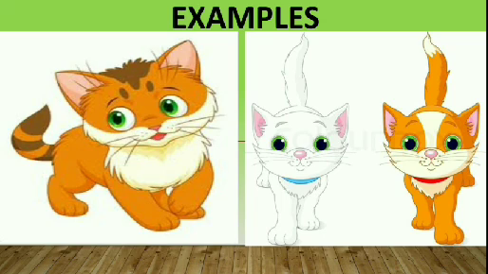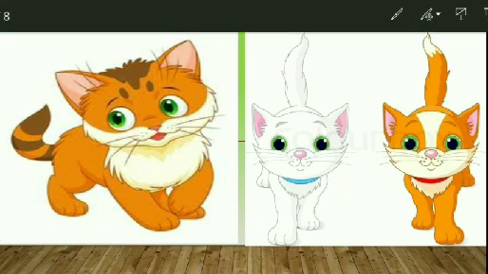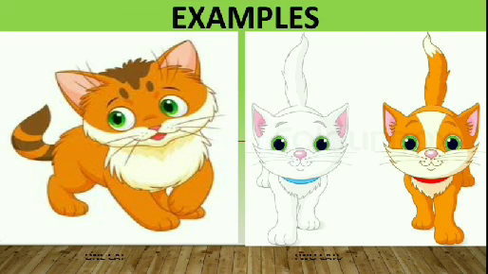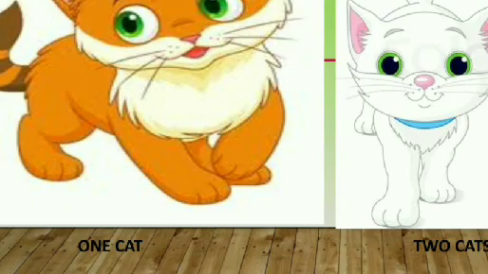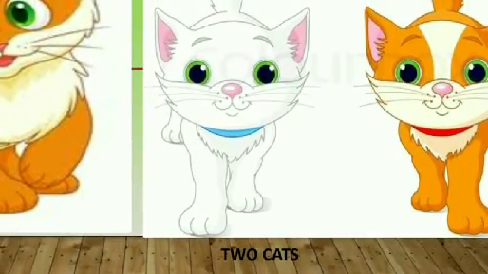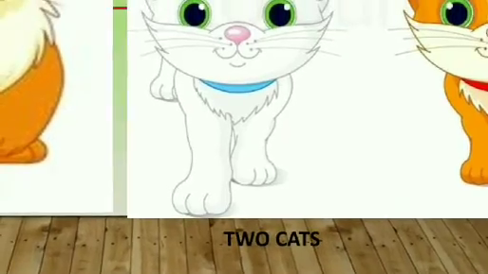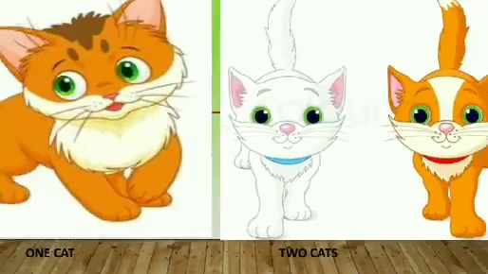You can see this is the picture of a cat. How many cats do you see here? One. And how many do you see here? There are more than one. That means this is singular and this is plural. So this is one cat and this is two cats. Remember what we are adding here: one cat, two cats. With the letter T, we have added only S.